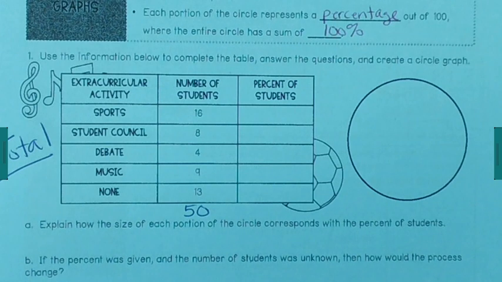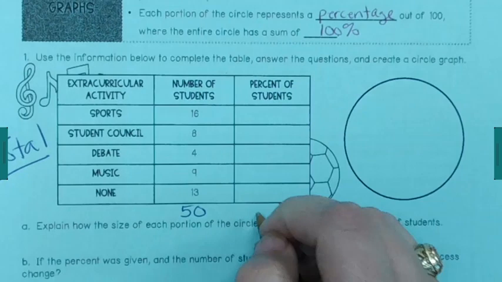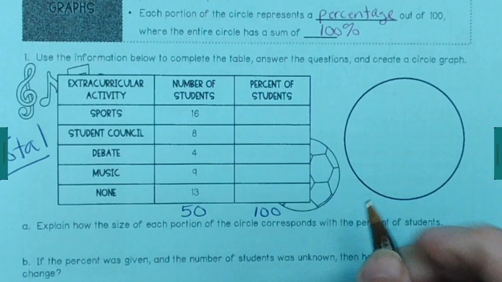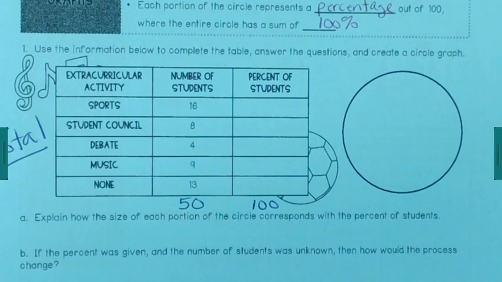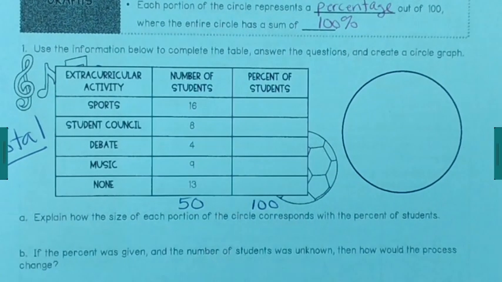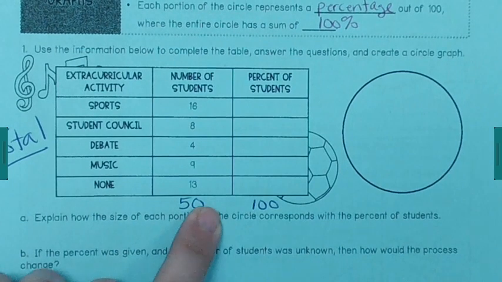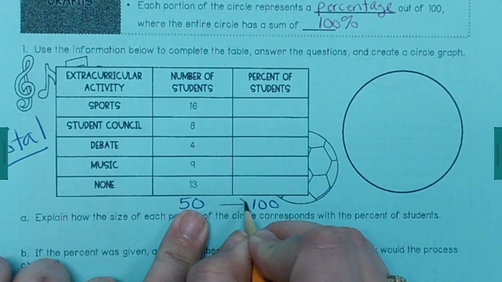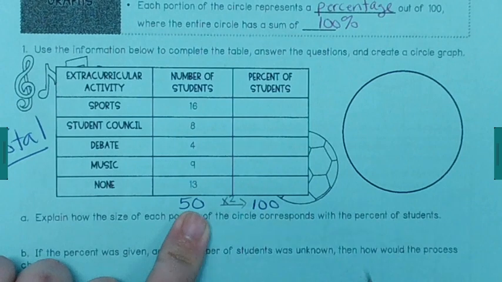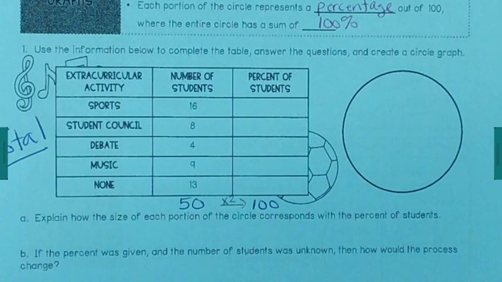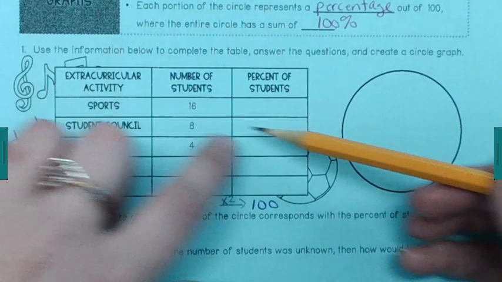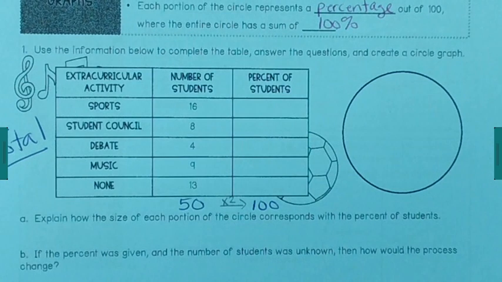I got 50. Okay, so the total is 50. And we said that percent is always out of 100, so I don't have to do 6 proportions. How do I get from 50 to 100? You multiply by 2. So every single time, I can just multiply by 2 to get the percent. Or you can set up 6 proportions, but I don't think you want to do that.